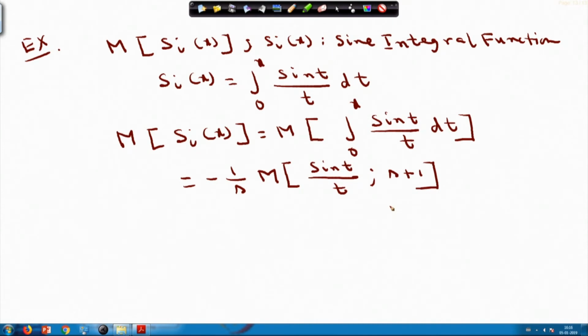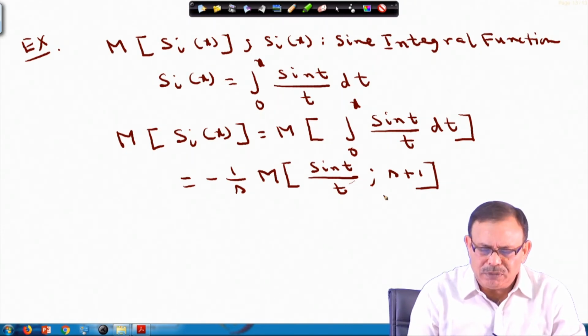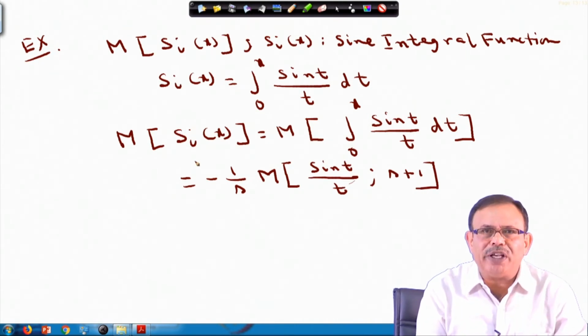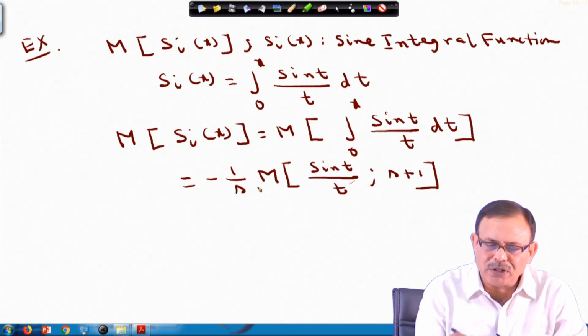And here we have used the property of the Mellin transform on integrals. Basically, at first I have to find the Mellin transform of sin t. Just like in the earlier cases, you have already done the Mellin transform of sin k t. Using that, I can find the Mellin transform of sin t, and once I know that, from there I can find the Mellin transform of sin t by t. So, the Mellin transform of Si x equals minus 1 by s times the Mellin transform of sin t by t with the parameter s plus 1.